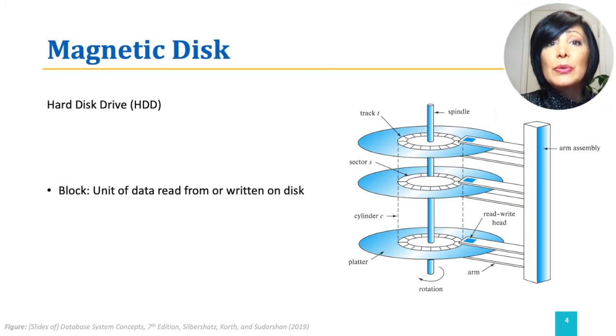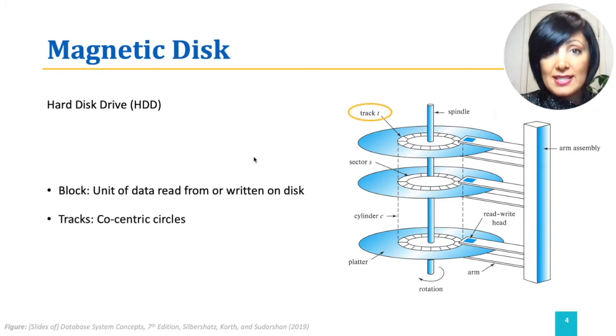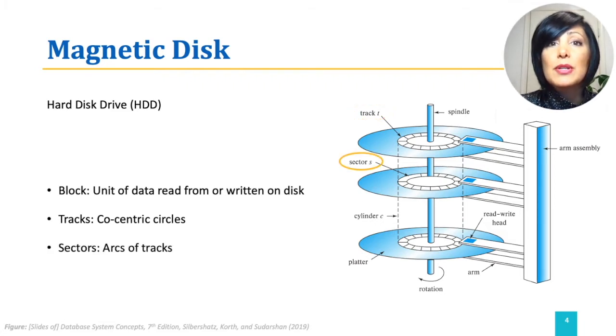Blocks are arranged in concentric rings called tracks. Each track is divided into arcs of rings, which are called sectors. The typical number of sectors per track is 500 to 1000, and the typical number of bytes per sector is 512.